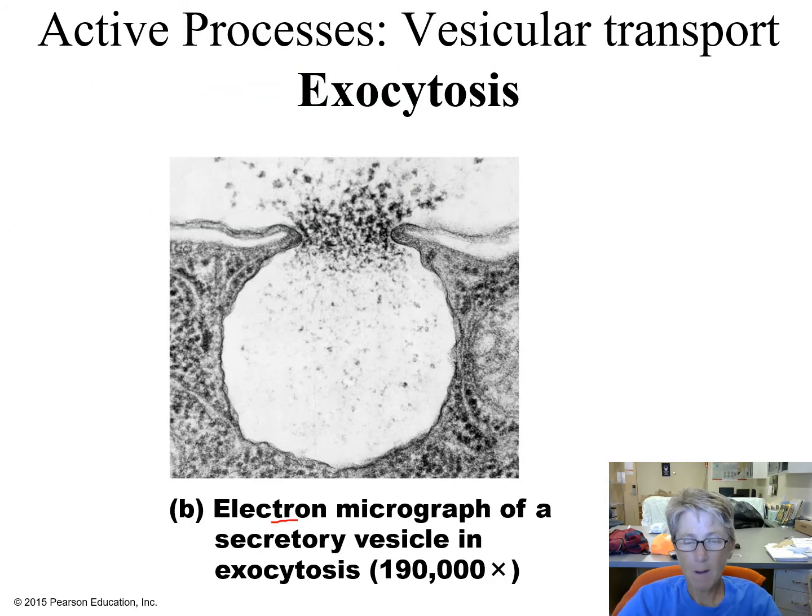This is cool. This is an electron micrograph of a secretory vesicle. So here's the secretory vesicle from the Golgi apparatus, and here's the interstitial fluid out here, and this would be the intracellular fluid here, and the vesicle is releasing its contents right here to the interstitial fluid.